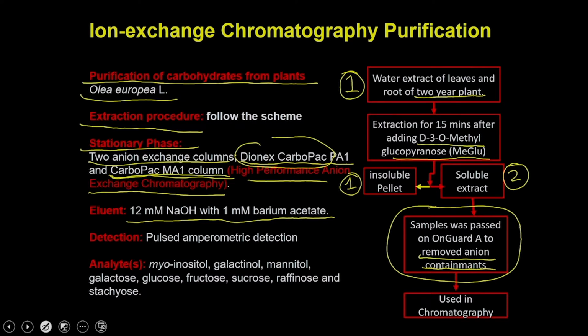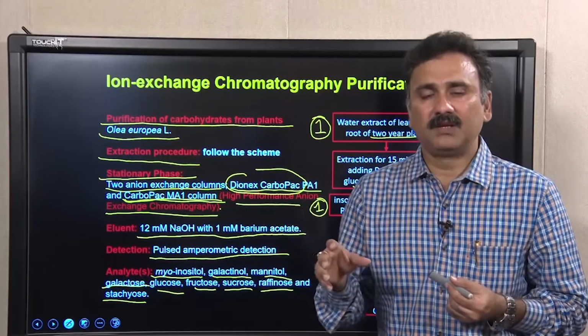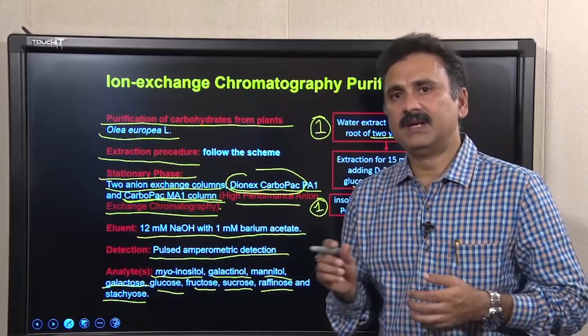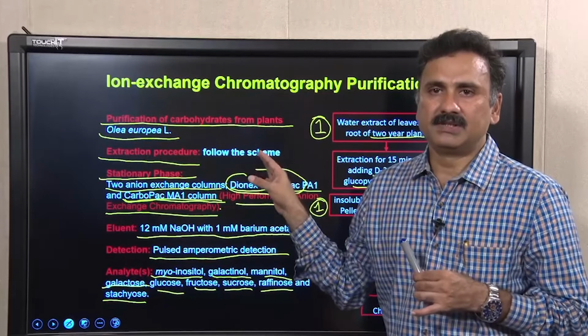The detection can be done with the help of pulsed amperometric detection, and that is going to detect the carbohydrates, and ultimately you are going to get all the carbohydrates present in this particular plant. Depending on the carbohydrate you are interested in purifying, you can fine tune the purification by changing the gradient curves, as well as the pH of the solution and all other parameters. That is how you can achieve the purification of carbohydrates from plants.